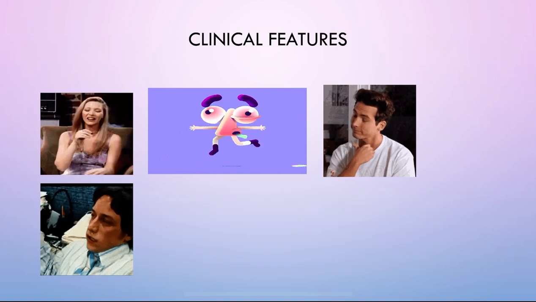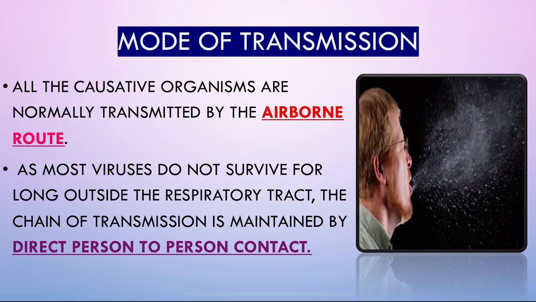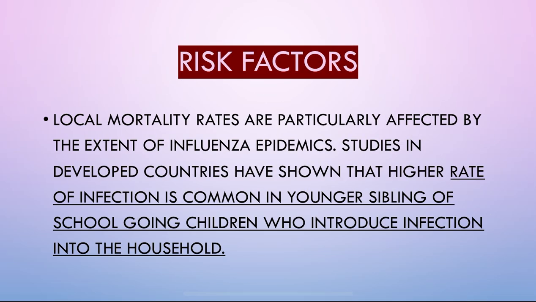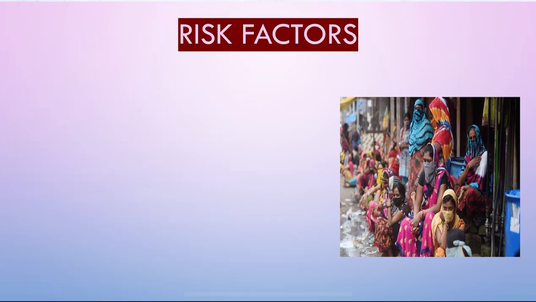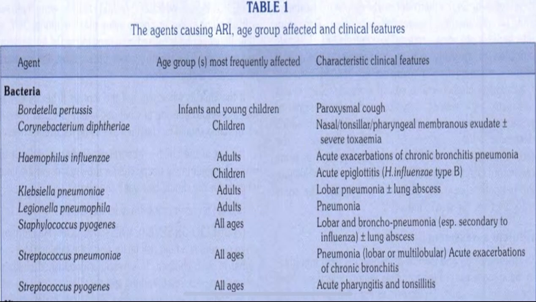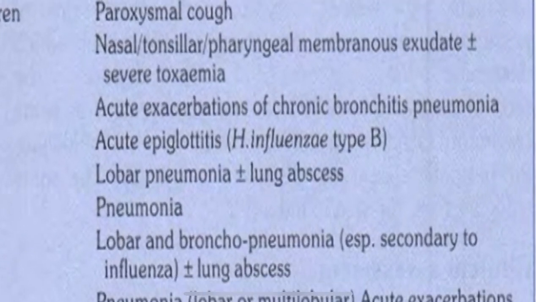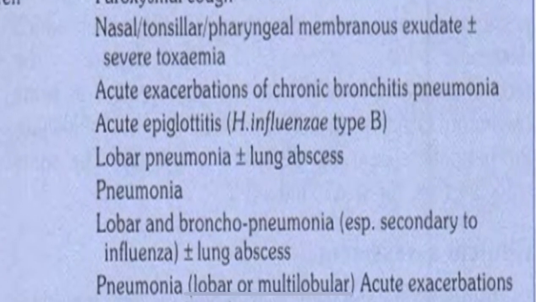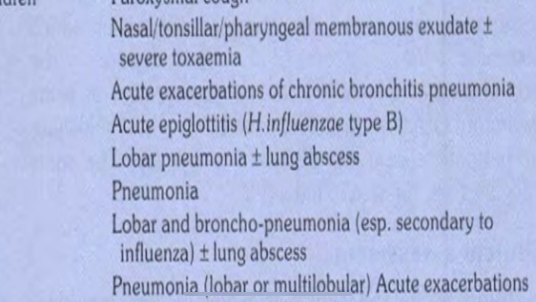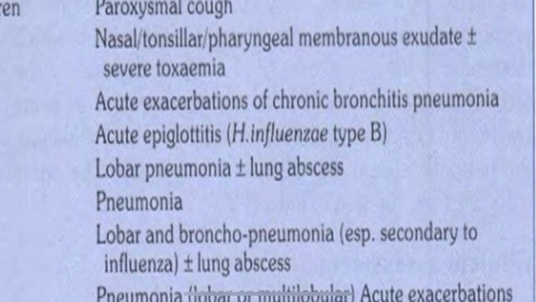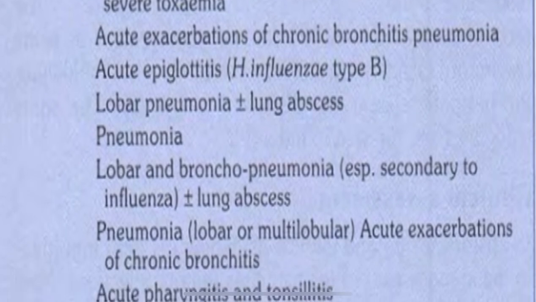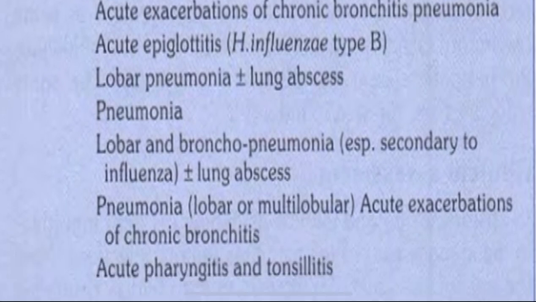Apart from these clinical features, we have also discussed each of the individual risk factors and individual agents and their clinical features, under which you can mention what the new things are. You can write down the patient can present with pharyngitis, and we have tonsillitis, nasopharyngeal membranous exudate, severe toxemia can occur, and there is exacerbation of chronic bronchitis, pneumonia.